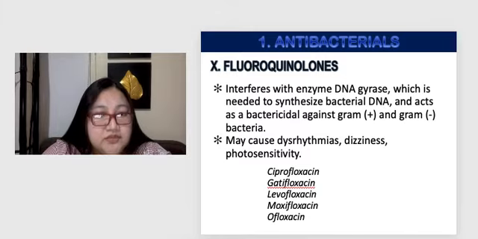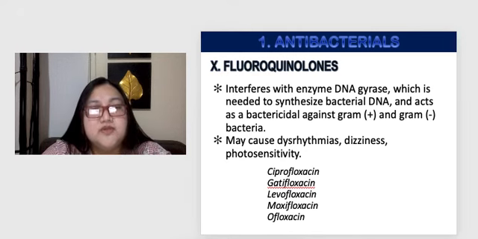Fluoroquinolones can cause dysrhythmia. So, dapat chine-check ang heart rate, chine-check yung rhythm ng heart, pwedeng siyang magkaroon ng baseline ECG before and after also the drug. Fluoroquinolones also cause dizziness. So again, let us teach patients to avoid doing activities that require mental alertness. And fluoroquinolones are photosensitive. Paglalabas, mag-shades, magpayong. Okay?